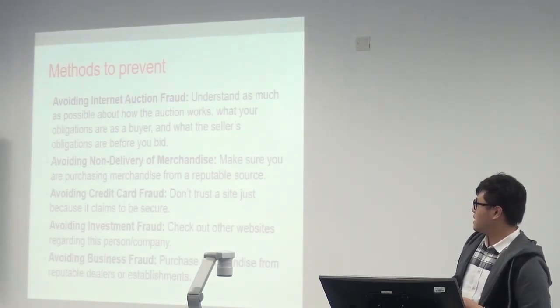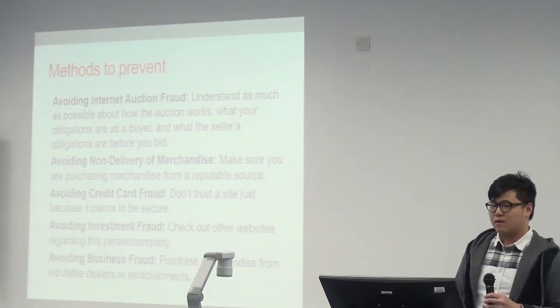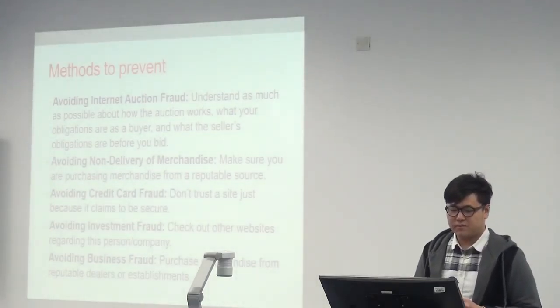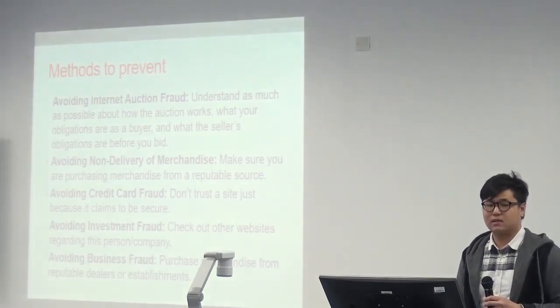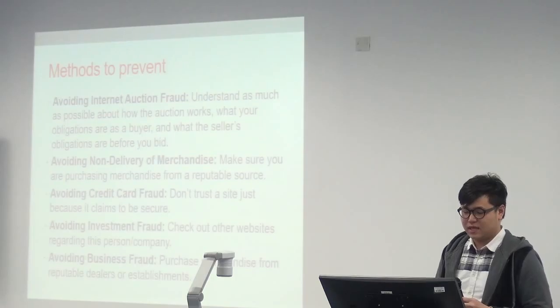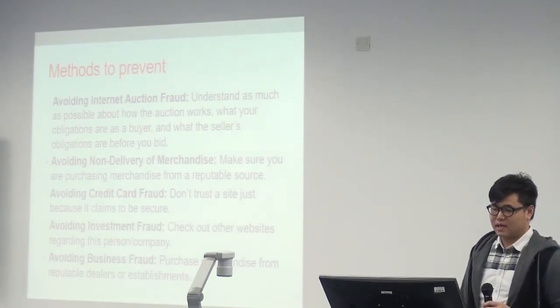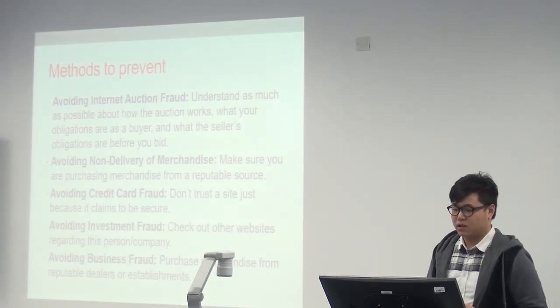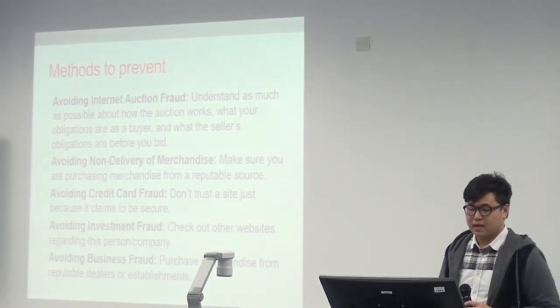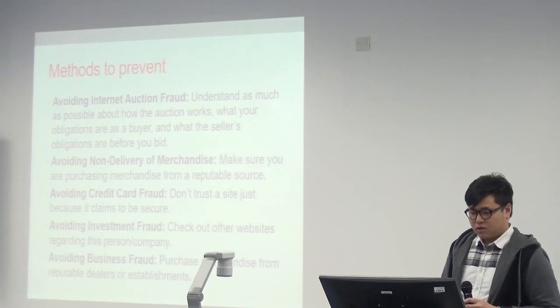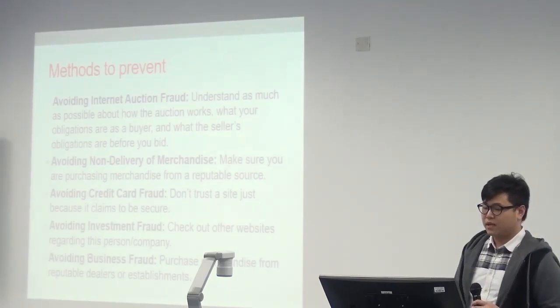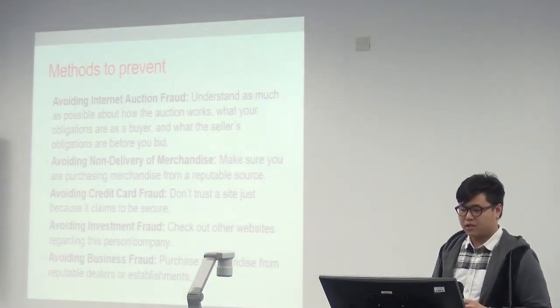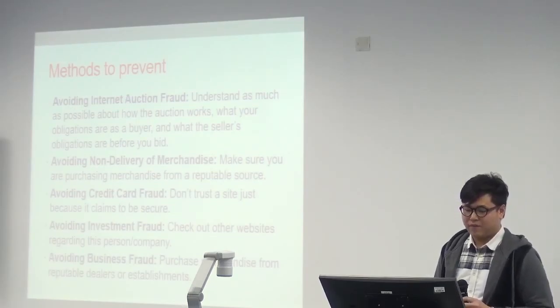This is some advice on prevention from the FBI. I just picked some points to talk about. The first is avoiding internet auction fraud. Understand as much as possible about how the auction works, what your obligations are as a buyer, and what the seller's obligations are before you bid. The second is avoiding non-delivery of merchandise. Make sure you are purchasing merchandise from reputable sources. The third is avoiding credit card fraud.